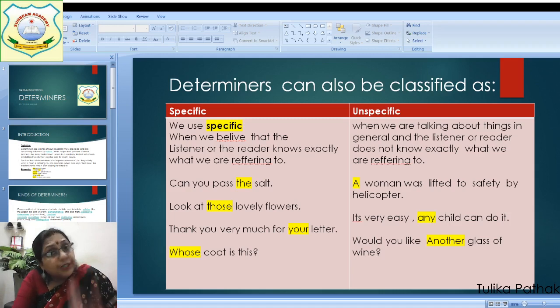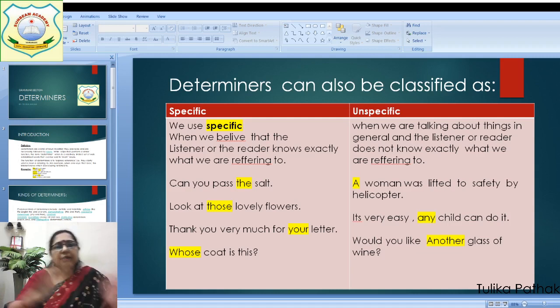Again, my question words are WH words, isn't it? So my question is specific here. Whose coat? I'm asking who is the owner of this coat. Whose coat is this? Okay.